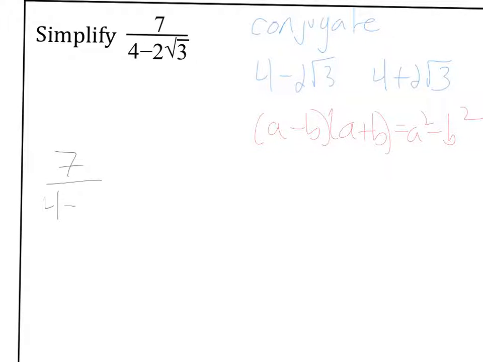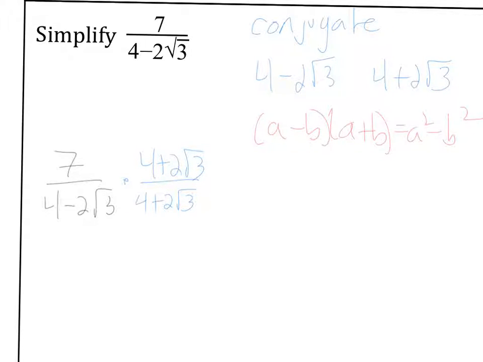So let's see this in action so that it's not quite so abstract. We have 4 minus 2 root 3. I'm going to multiply both top and bottom of this fraction by this guy's conjugate. So that'll be a 4 plus 2 root 3, both top and bottom, keeping things balanced. Now, let's start with the bottom so you can see how this actually works.